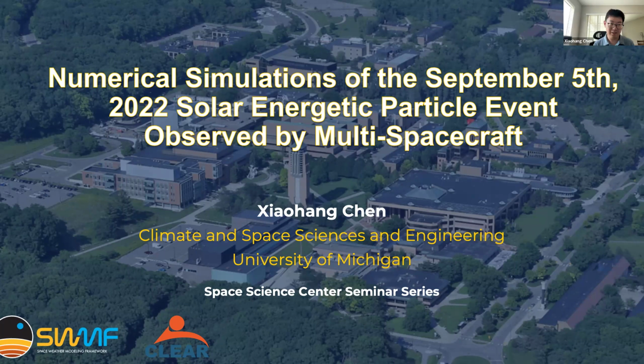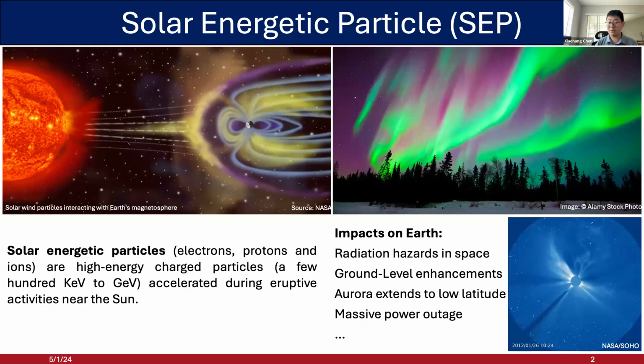It's about 14 solar radii. There are a lot of interesting features, and we believe these features can potentially improve our understanding of the physics of SEP acceleration and transport in the heliosphere. But before jumping to the observations, I'd like to give a very brief introduction to solar energetic particles.